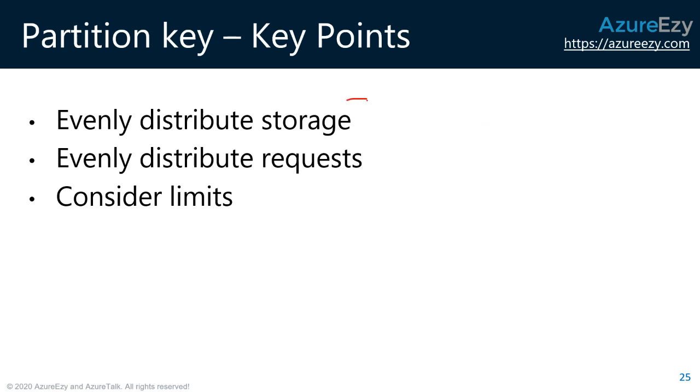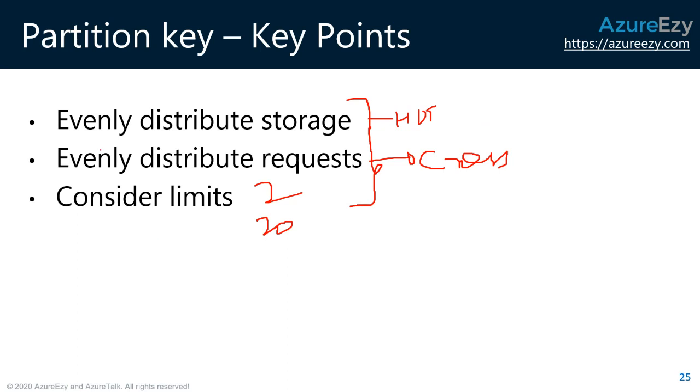These things. We need to choose the partition key which will evenly distribute the storage so that we would not have hot partitioning. We will choose the partition key which will evenly distribute requests so that we do not have all the queries going through all the different logical partitions and making them cross logical partition queries. And we need to keep the limits in mind. Remember, 2 megabytes for the document and 20 gigabytes for the logical partition. It may change in future, but for now this is the limit. So these things we need to keep in mind before we choose the partition key.